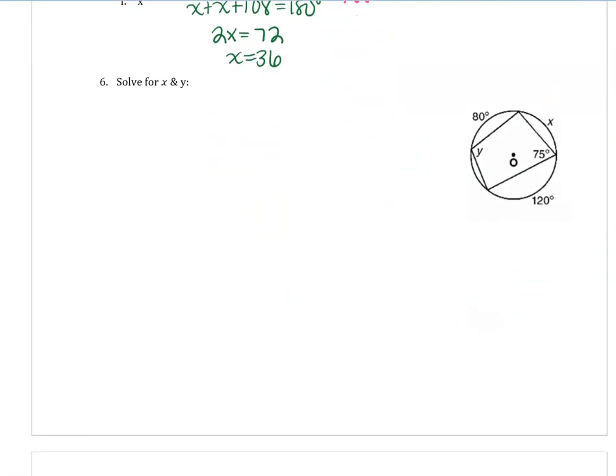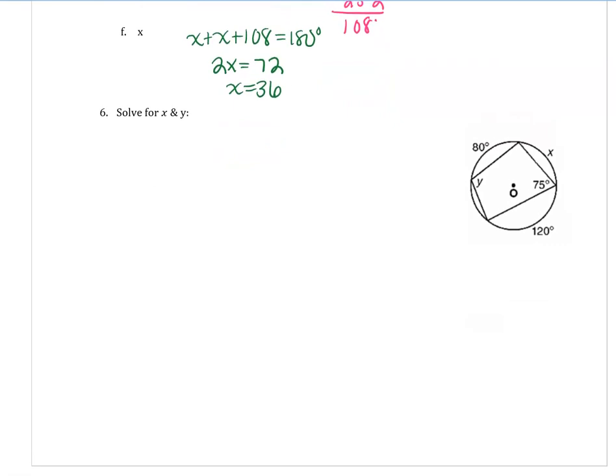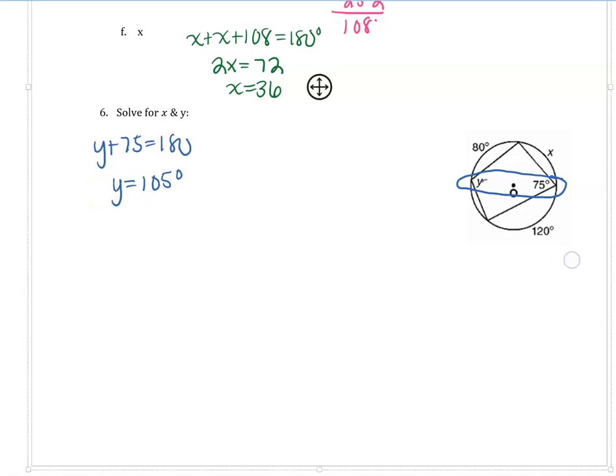Last example in our notes for today is solving for x and y. Again, I can tell this is center O. They have it labeled for me right here. And this is a cyclic quad because each vertex is on the circle. So if I want to find the measure of angle y, first thing I'm recognizing is that y is opposite that 75, which means those must be supplementary. So I can do y plus 75 equals 180. So y must equal 105 degrees. I'm going to label that in here.